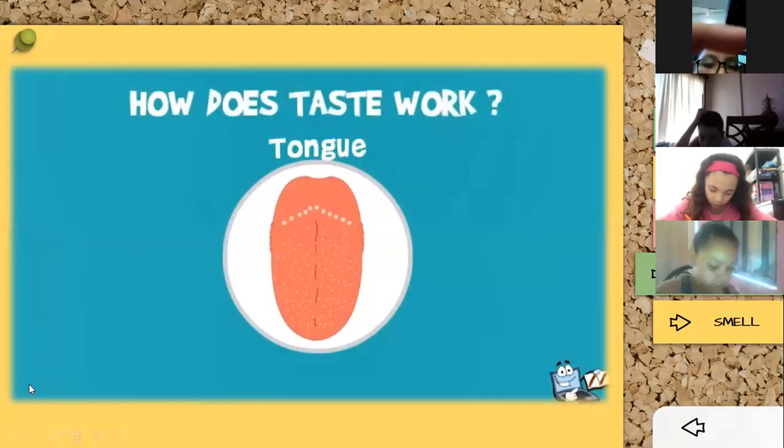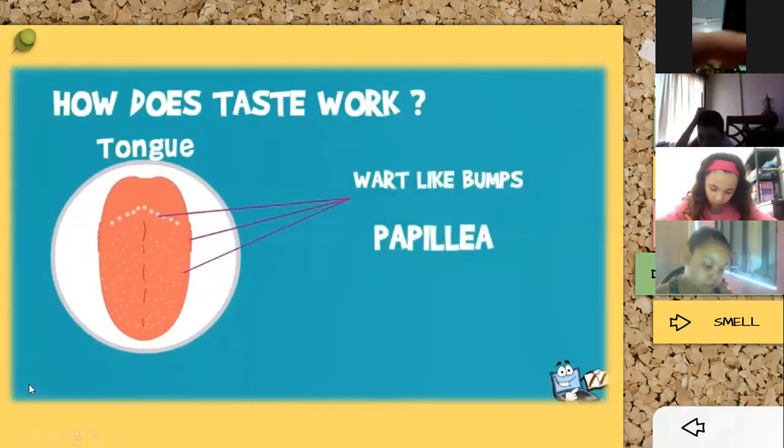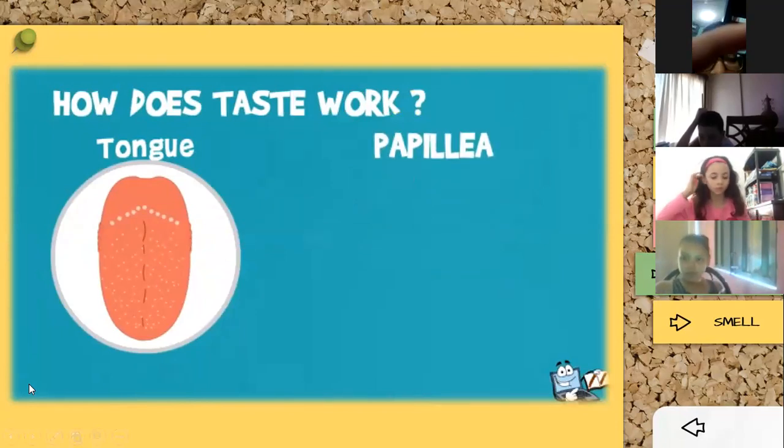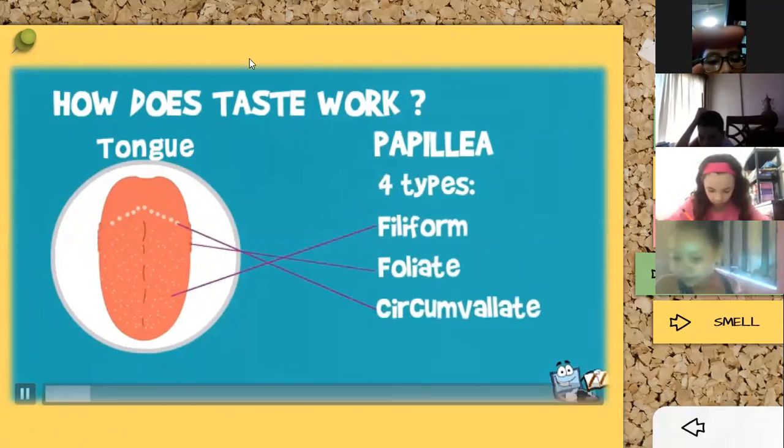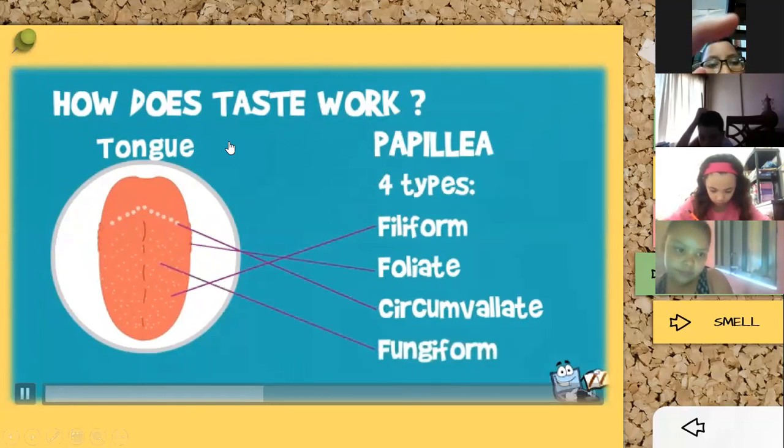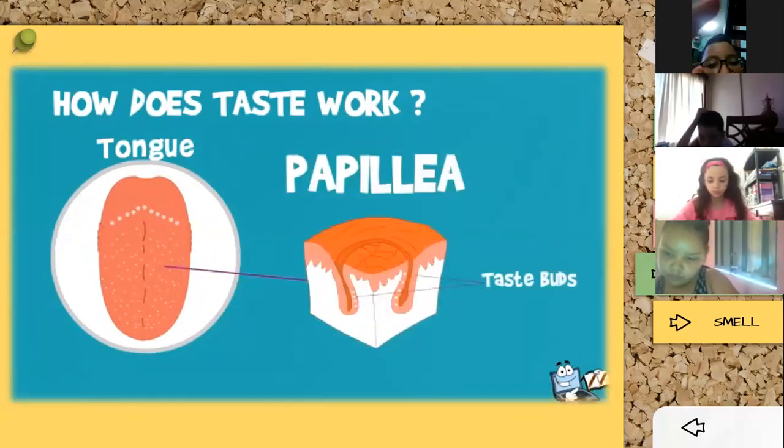Let's see how it works. On the surface of the tongue, there are papillae that look like bumps. These are the 4 types: filiform, foliate, circumvallate, and fungiform.